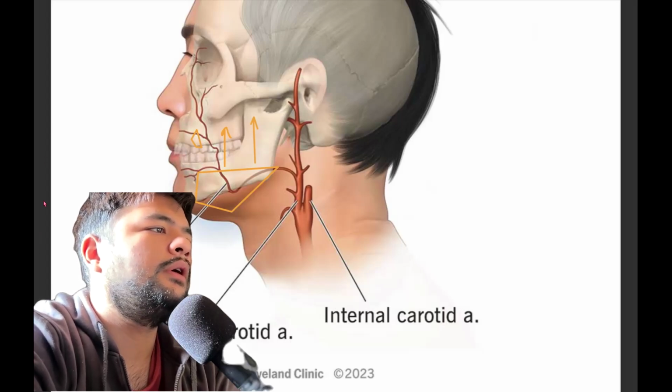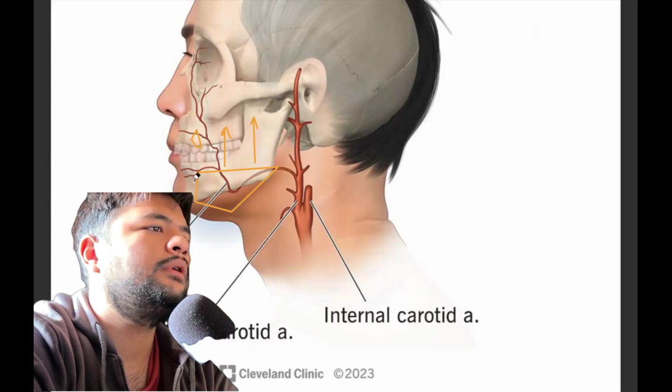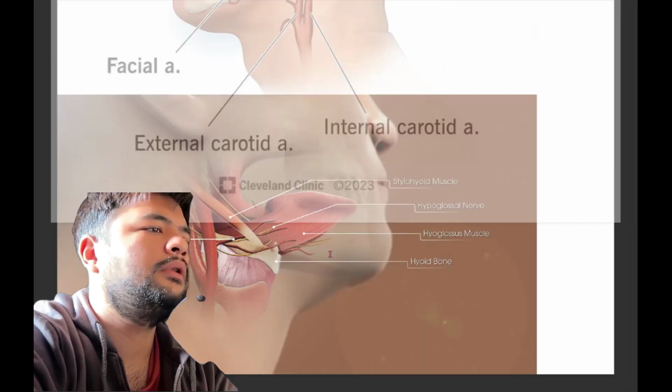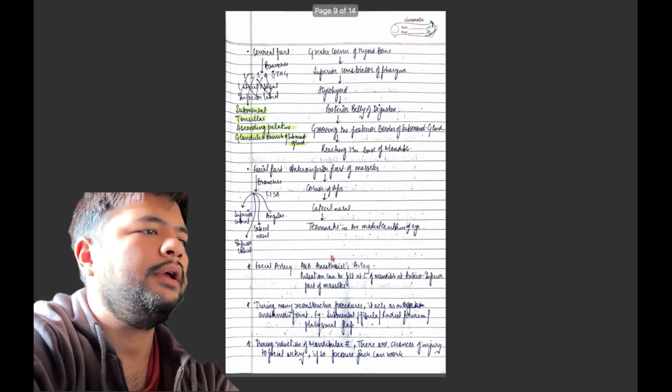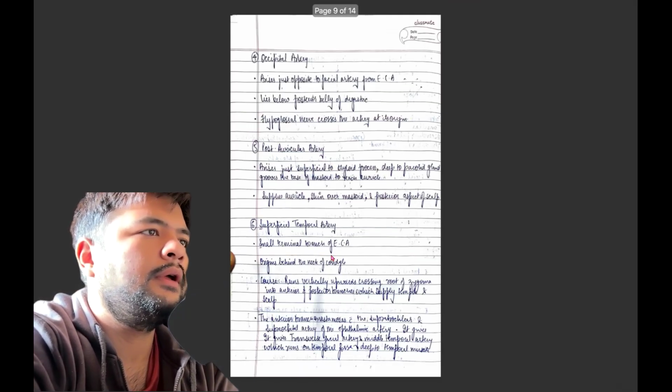Okay. Now coming to the lingual artery. Okay. So wait.